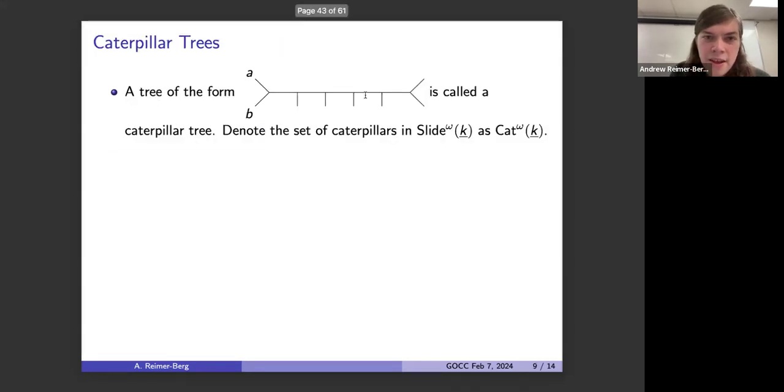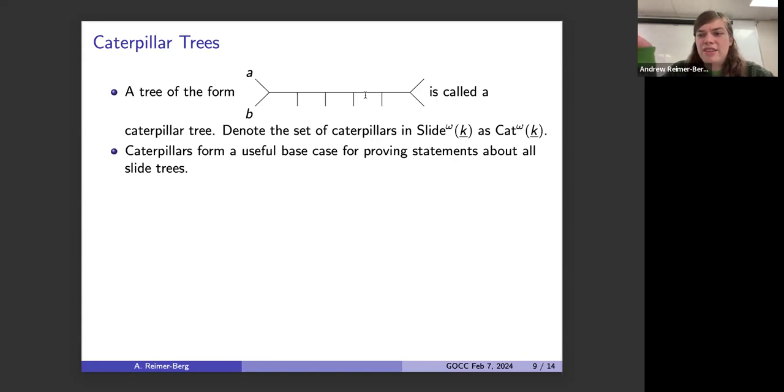Great. Okay, now caterpillar trees, the third thing in my talk. A tree with this shape, we call a caterpillar tree, right? Because it's like a line with a bunch of legs. And so we define the subset of slide that is the caterpillar trees as cat omega of k.